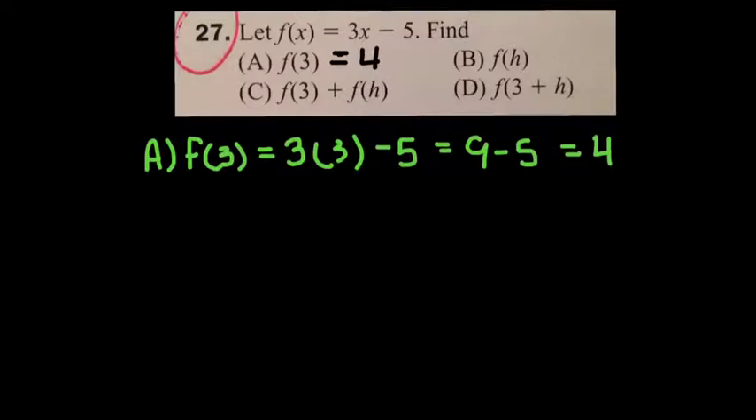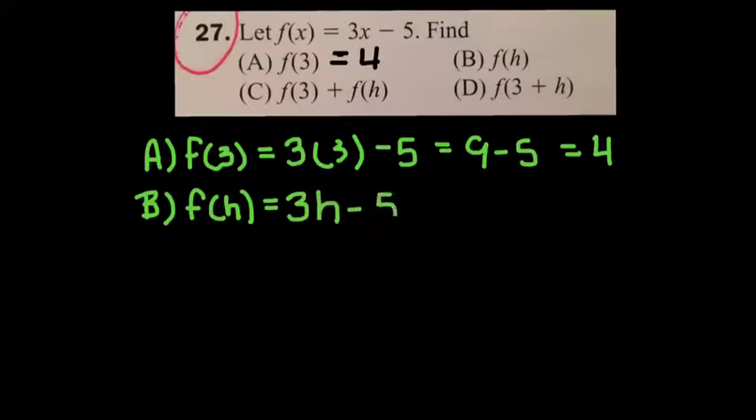Next, I'm asked to find f of h. Finding the value of a function at a variable is no different than finding it when you have a number in place of that domain value. For f of h, I'm still going to take out the x, I'm going to take out that domain value and replace it with, in this case, an h. So instead of saying 3 times x, I'll say 3 times h minus 5. There's no way to simplify this any further, so I know that f of h is 3h minus 5.